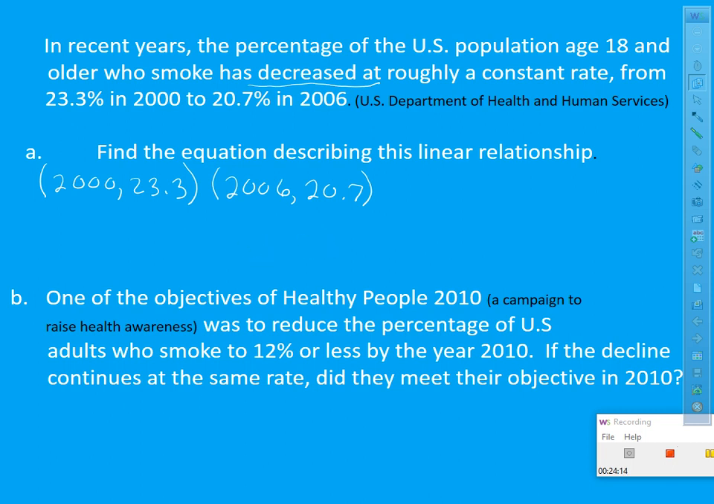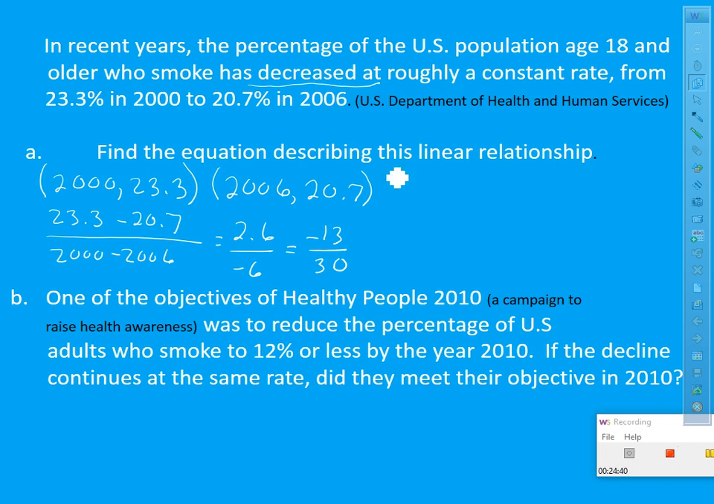Now just go find the equation of a line. I'm going to go 23.3 minus 20.7 over 2000 minus 2006. So once again, I'm finding my slope. After I divided those, I went ahead and hit Math Enter, Enter, and I had negative 13/30 for my slope.